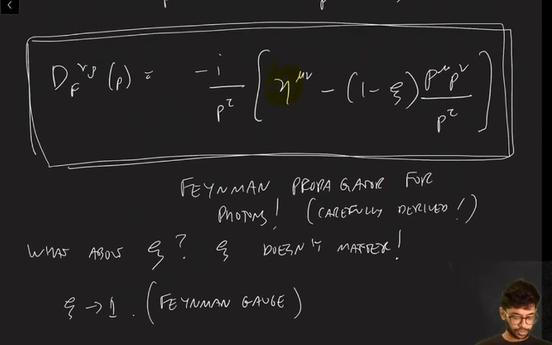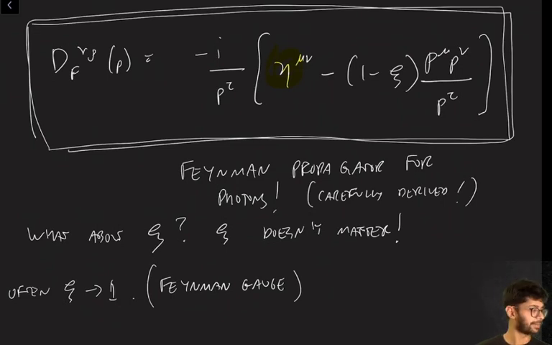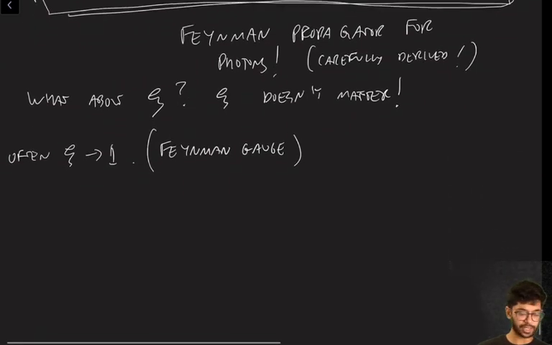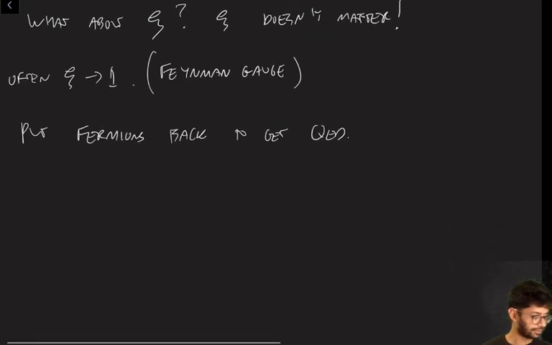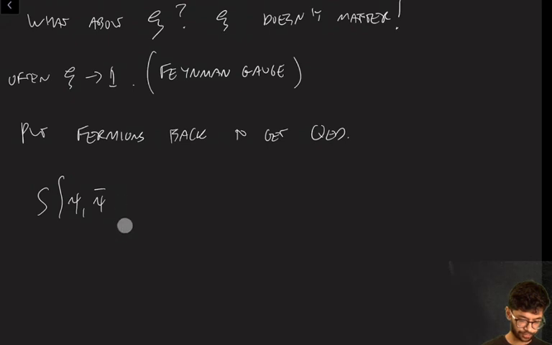Okay? So if you recall, we were actually interested not in just pure Maxwell theory, which is what we studied all this time, but in the full action of QED. So if you want, we can now put the fermions back. So you get the QED action. And what you have then is an action which depends on psi bar, psi, and A.